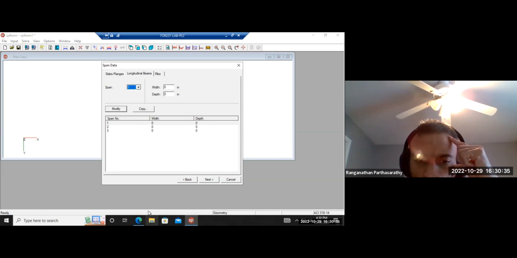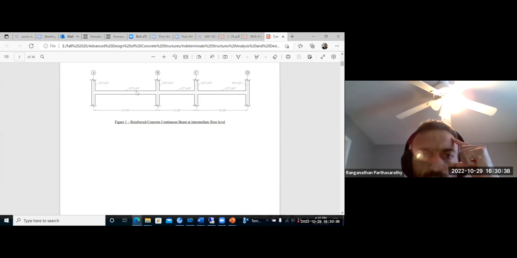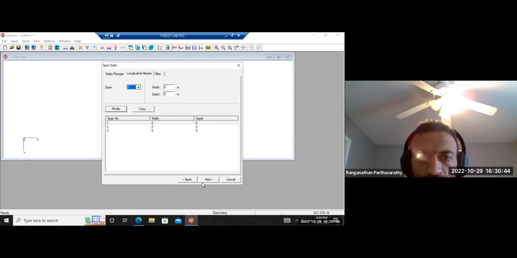Now, if you notice, our beams are all 12 by 16. So 12 by 16, modify. 12 by 16. Ribs. We don't have any ribs.